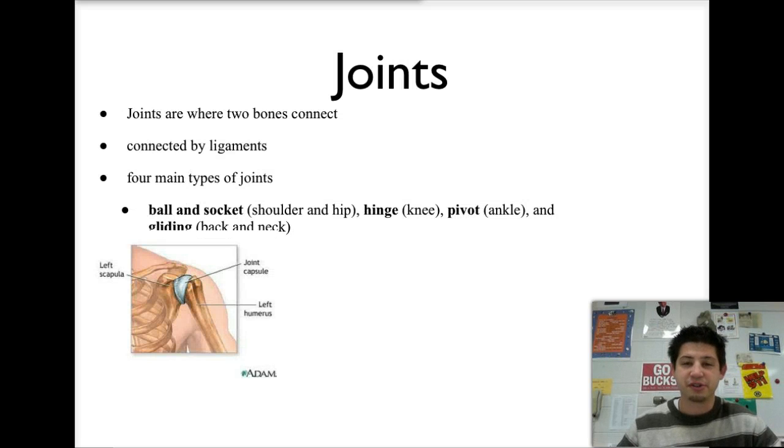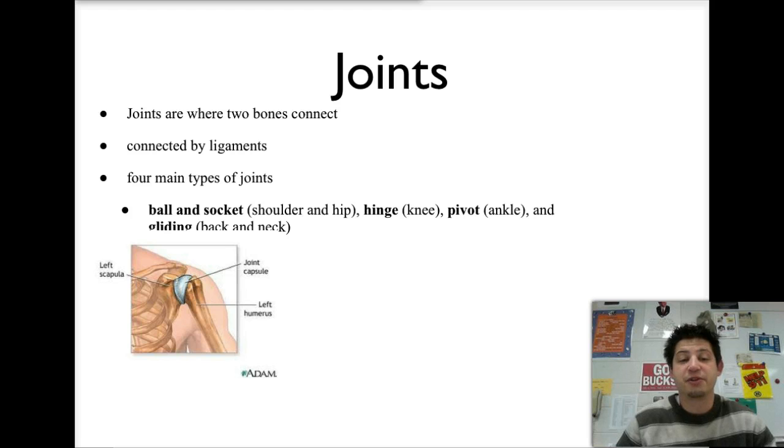Inside the skeletal system, you have what are known as joints. Joints are where 2 bones connect, and they're connected by ligaments. Ligaments are very strong tissue. They connect bone to bone. Tendons are different.